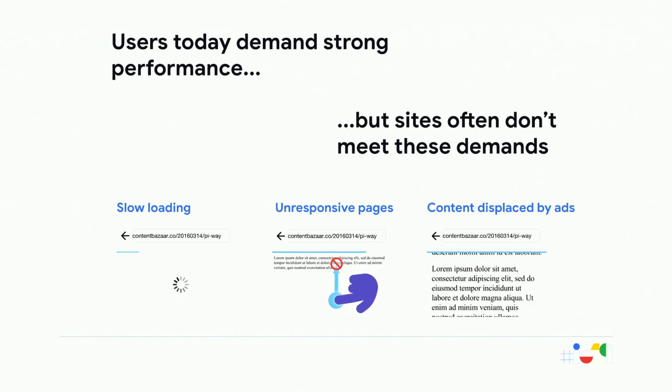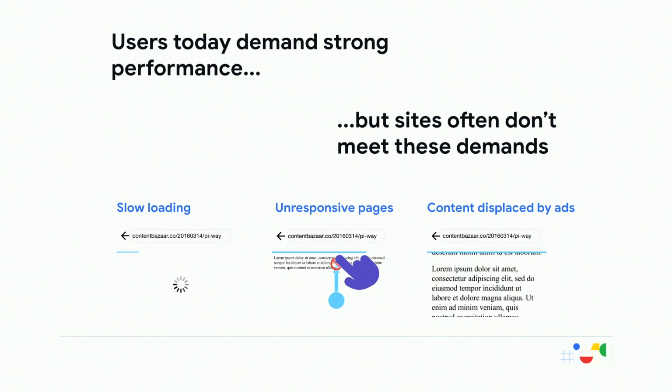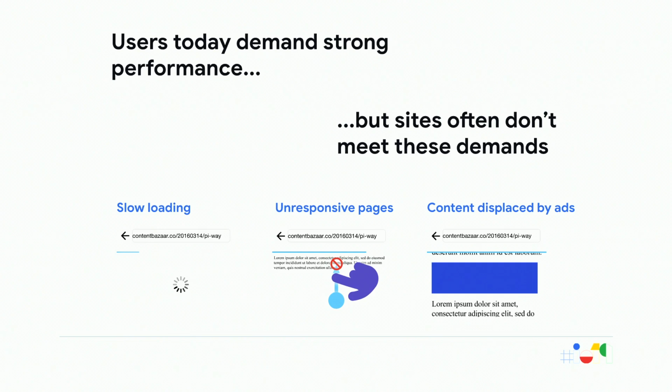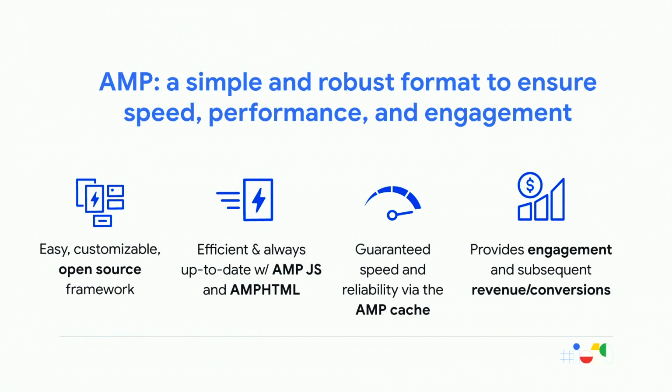But the challenge remains that across all sorts of web experiences, those demands are often not met. And not meeting them can have real-life consequences for businesses that operate online. So this is where AMP comes in. AMP is an open source project that began a few years ago to help combat performance issues on the web. And there are several key aspects to how it works.